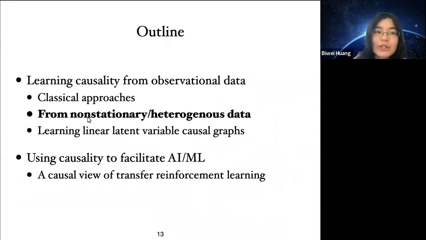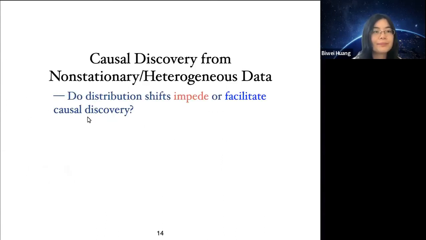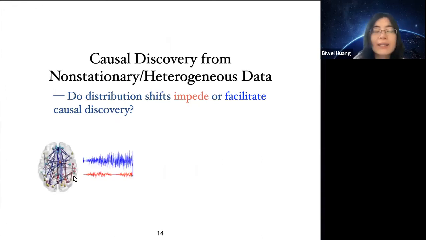First, I will introduce causal discovery from non-stationary or heterogeneous data. In many cases, the recorded data could be non-stationary, where the data distribution changes over time, or be heterogeneous, where the data distribution changes across domains or conditions. For example, in fMRI data, the data distribution may change along with the attention or the outside stimulus. And such stimulus may act as hidden confounders that influence a large part of brain areas.